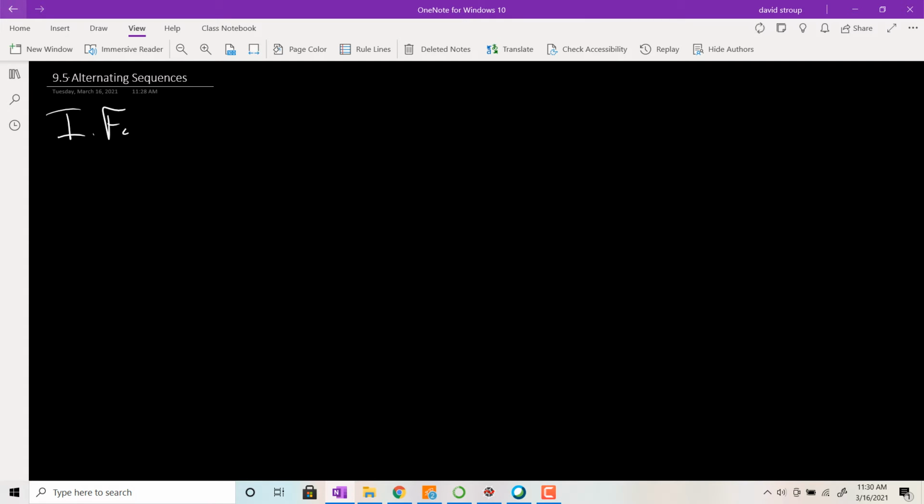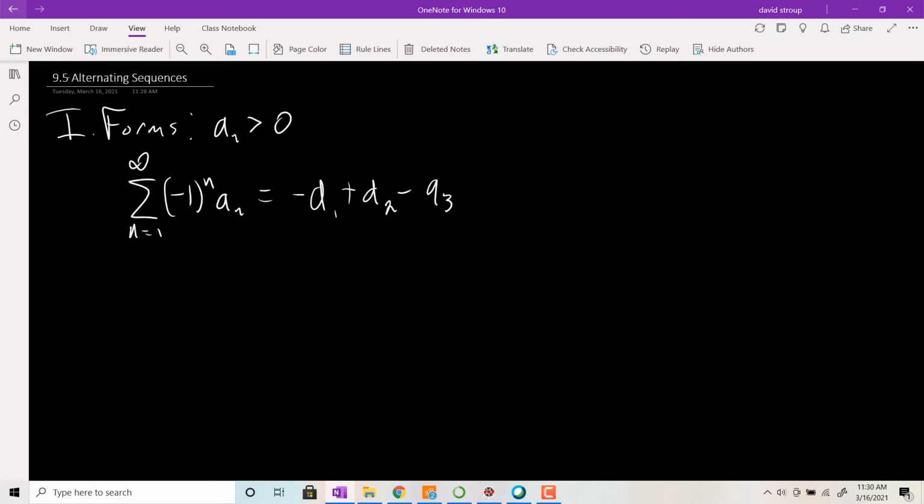So the two forms we're looking at. And we always assume that this a sub n portion is positive, but the two forms, you'll see this -1 thing in there, times the a sub n portion. And we're going from n equals 1 to infinity. In this case, you'll have negative odd terms, so negative a1 plus a2 minus a3 plus a4, etc. And then the other version, obviously, not much of a shock, is the version when the even terms are negative.